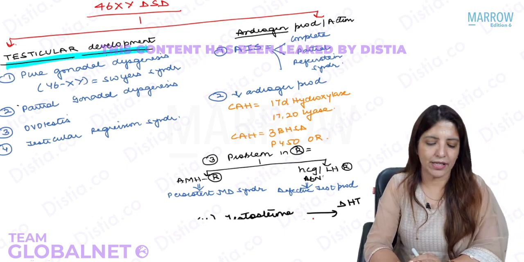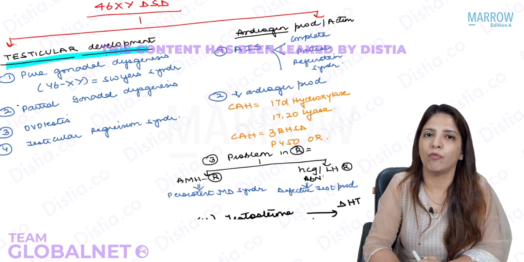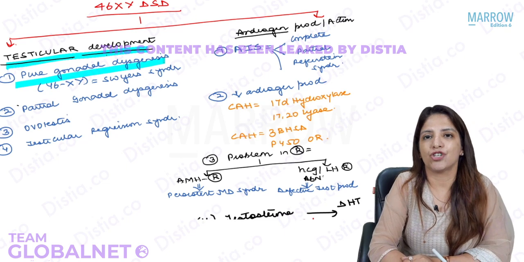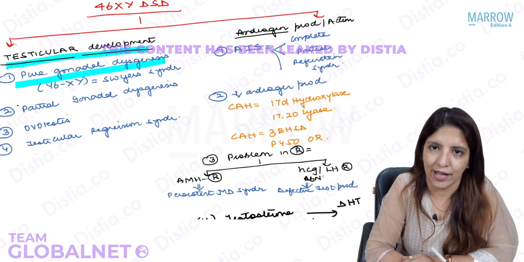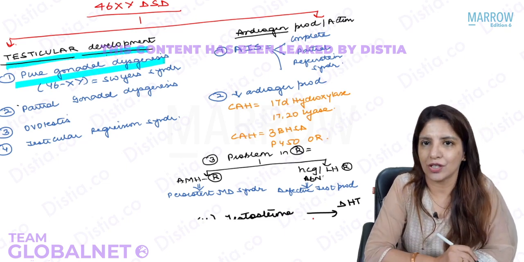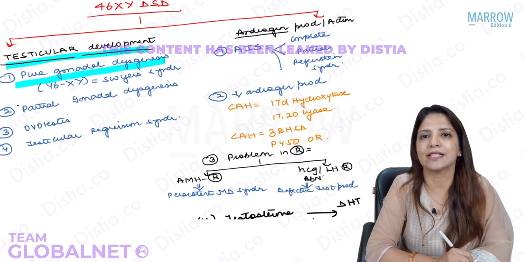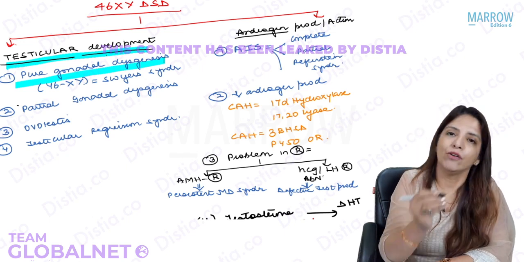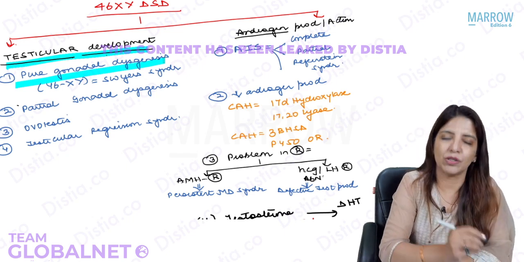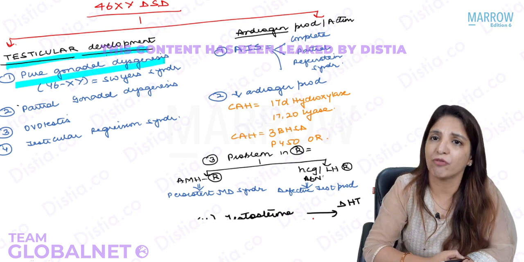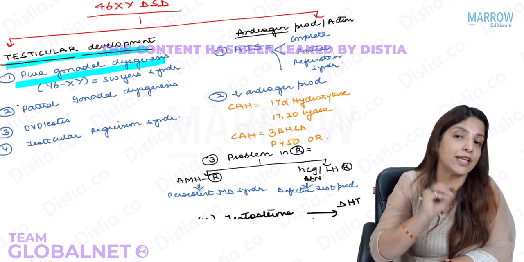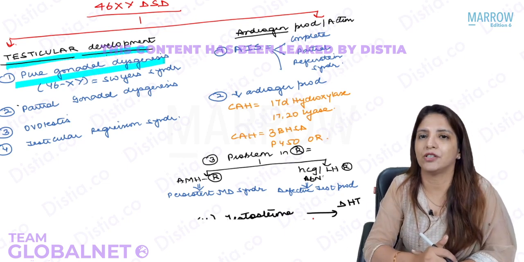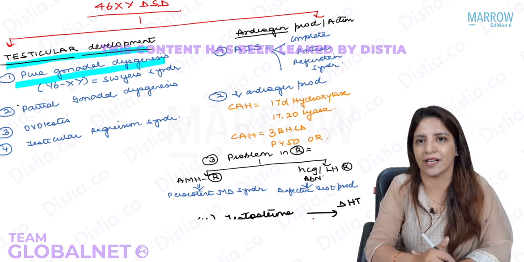And this abnormal testicular development could happen in the form of pure gonadal dysgenesis, with a 46XY karyotype. Gonadal dysgenesis means the gonads are not functioning, right? Normally in a 46XY individual, the gonads should be testes and testes should be functioning. So if the testes are not functioning, that becomes a DSD. Right? And this is seen in pure gonadal dysgenesis where the karyotype is 46XY.